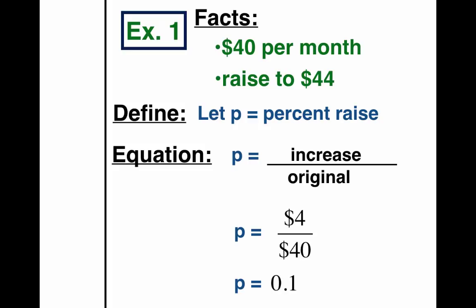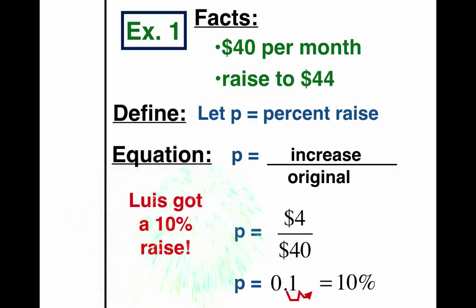But we're looking for the percent. So we're going to convert that by moving the decimal 2 spots to the right, and we're going to get 10%. What does this mean? This means Luis actually got a 10% raise. Luis got a 10% raise.